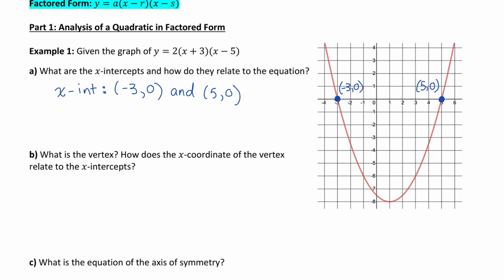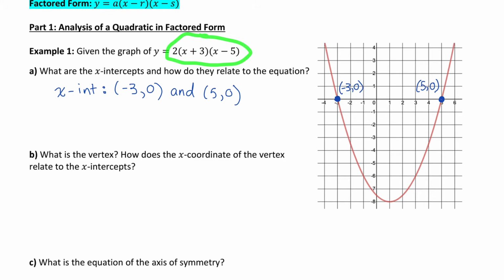And the second part of this question is very important. How do those x-intercepts relate to the equation? So these x-intercepts of negative 3 and 5, how do they relate to the equation of the quadratic? Well, notice the y-coordinates of both x-intercepts are 0. And the y-coordinate of any x-intercept is going to be 0. Meaning, these are the x-coordinates that make y equal to 0.